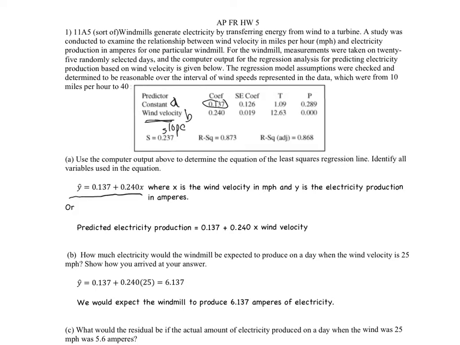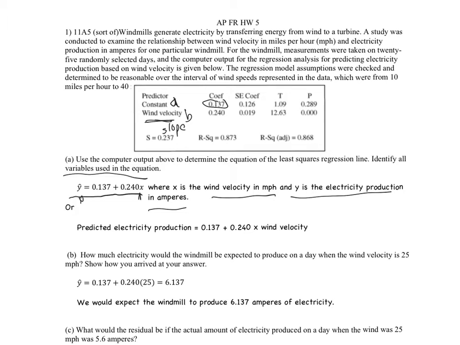Now, they also say identify all the variables. You don't have to do anything tricky or fancy. They just want to know what is x and what is y in this equation. So x is the wind velocity in miles per hour. Y is the electricity production in amperes. They didn't say you had to include the units, so I don't know that you would get marked off for not having the units, but I think it's better to include the units.